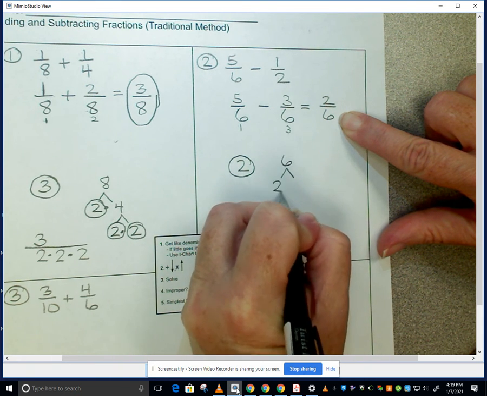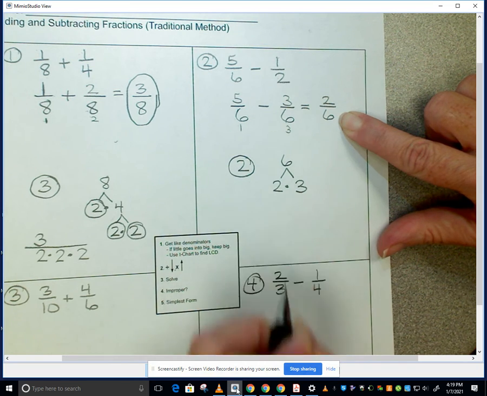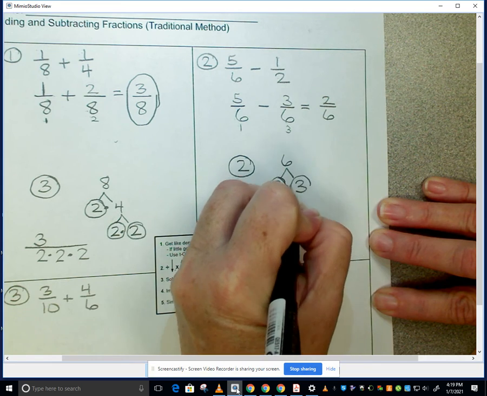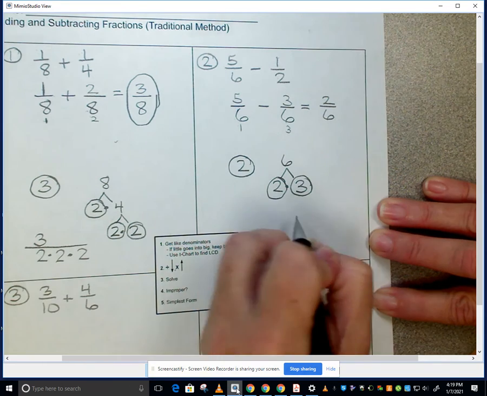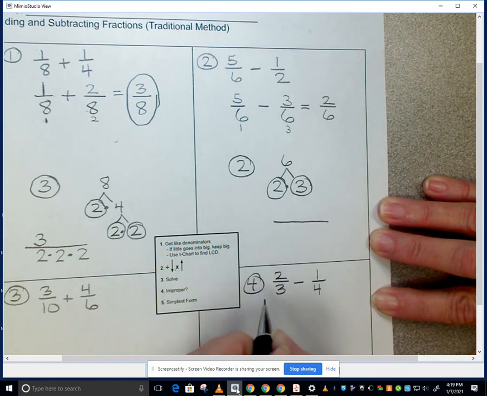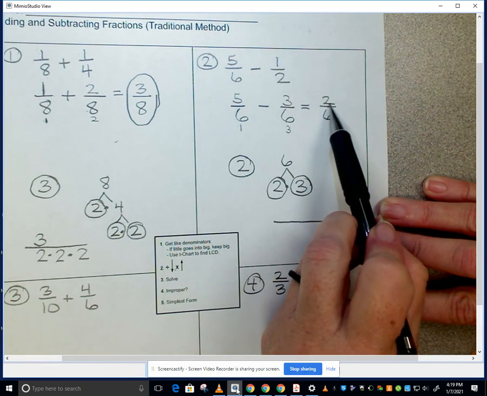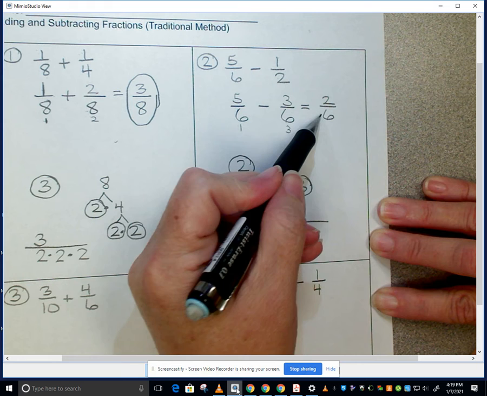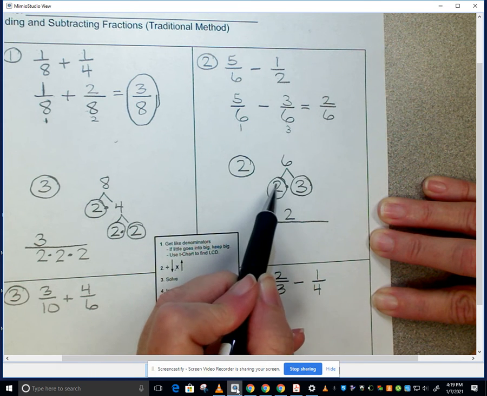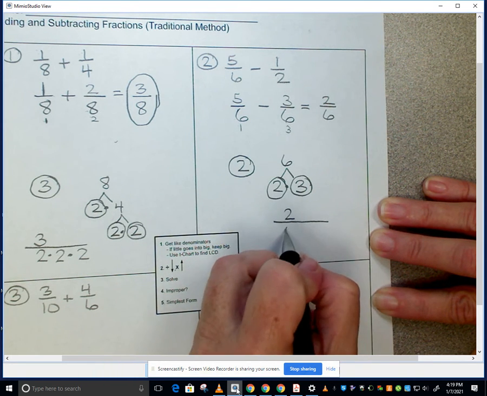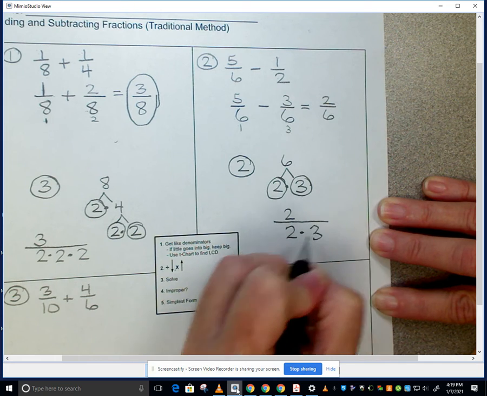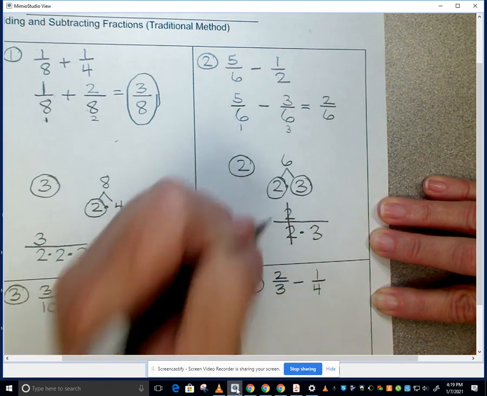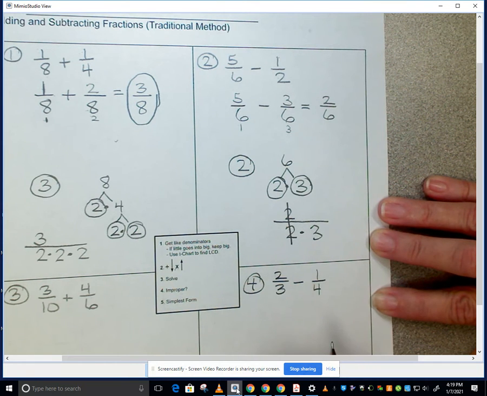I can say 2 times 3 to get 6. 2 is prime. 3 is prime. Now I'll fix me a long line and put the numbers that I circled for 2 on top, which is 2. And since 6 is my denominator, I put the numbers circled for 6 on bottom. Do I have a match on top and bottom? Yes, I do. So I cancel them out and I look at what's left.